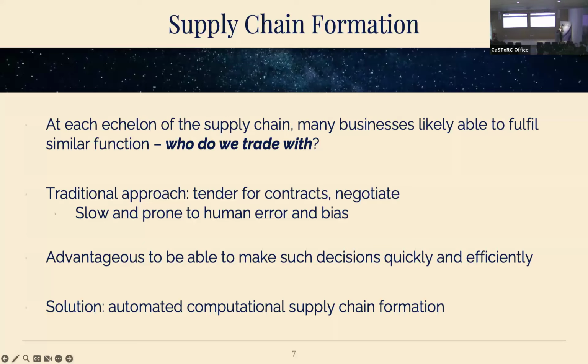Who do we trade with at any given point? Who do we partner up with? So the traditional approach is very centralized. There are companies out there in the world. What people don't know is that DHL, for example, is one of the most active mediators of supply chains that are set up by these centralized parties. They're slow, they're prone to human error, and of course, prone to bias. So it's important to be able to get rid of the middleman, get rid of these mediators, and be able to form our supply chains computationally, efficiently, in an automated way.